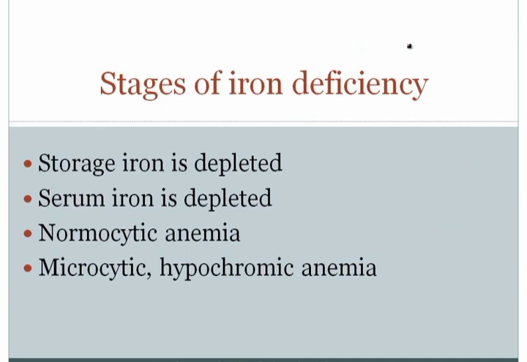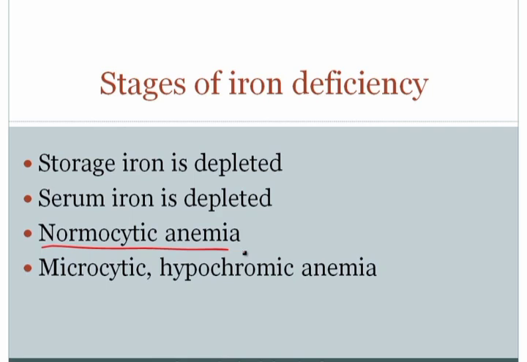Now the third stage or phase of iron deficiency is normocytic anemia. So what's the idea here? Now as iron is being depleted from the storage sites and as iron is being depleted from the serum, the bone marrow is still going to continue to try to make red blood cells, and in order to make red blood cells it needs to produce heme, and in order to produce heme it's going to need iron.